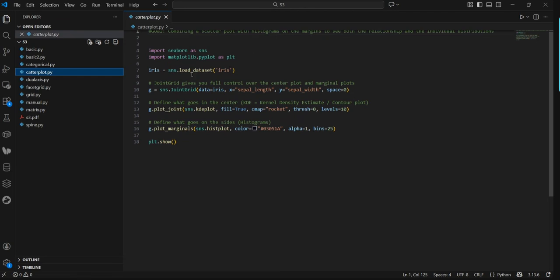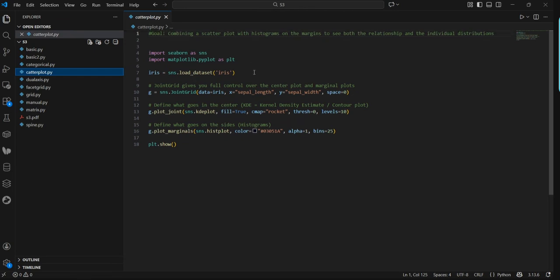We are loading the iris data set. JointGrid gives us full control over the center plot and marginal plot, so that is why we are using it. The iris data set comprises petal length and petal width. It is a flower data set, and it is very famous.